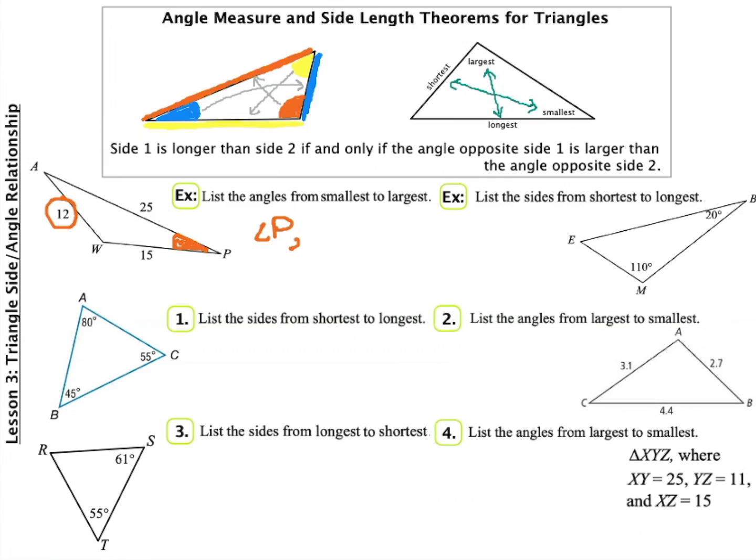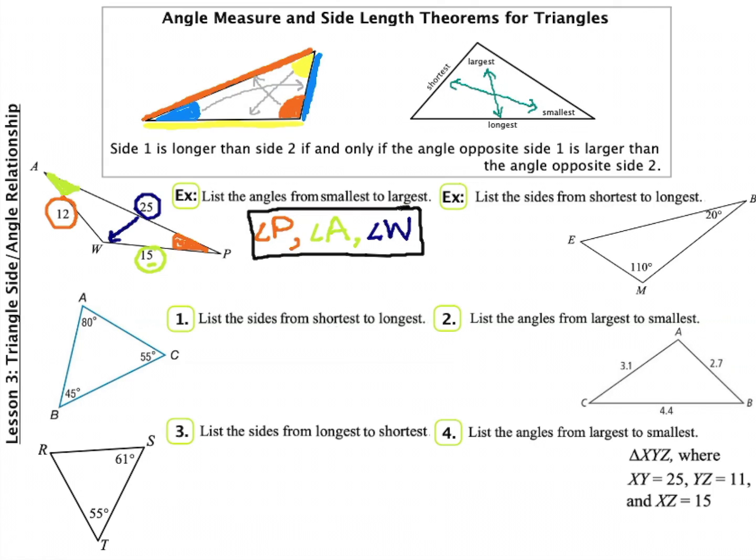Next, I'm looking for medium. Which one is my medium length side? That's the 15. Which angle is opposite side WP, the 15 side? That would be way over here. That angle that's not even touching W or P, angle A. So angle A would be the medium size angle. And then just to double check, 25 is the longest side. So angle W should be the largest angle. You don't have to color code your answers, but you're welcome to if you'd like to.